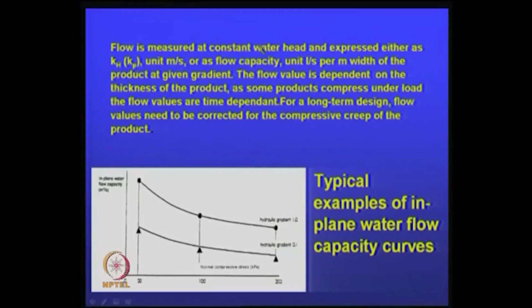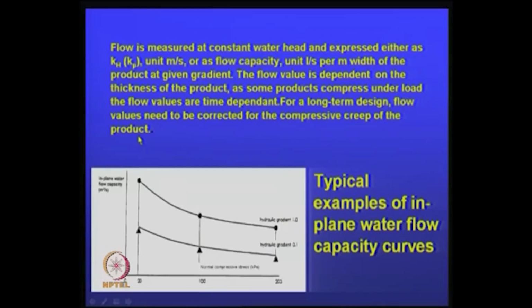So, flow is measured at constant water head and expressed either as permeability in meters or as the flow capacity per unit width at a given hydraulic gradient. So, for different hydraulic gradients we can get this for the material. The flow is dependent on the thickness of the product, as some products compress under load and the flow values are time dependent. So, for long term design, flow values need to be corrected for compressive creep of the product.